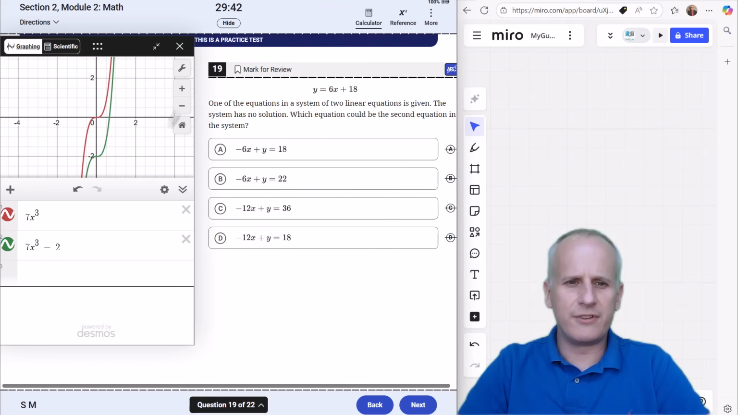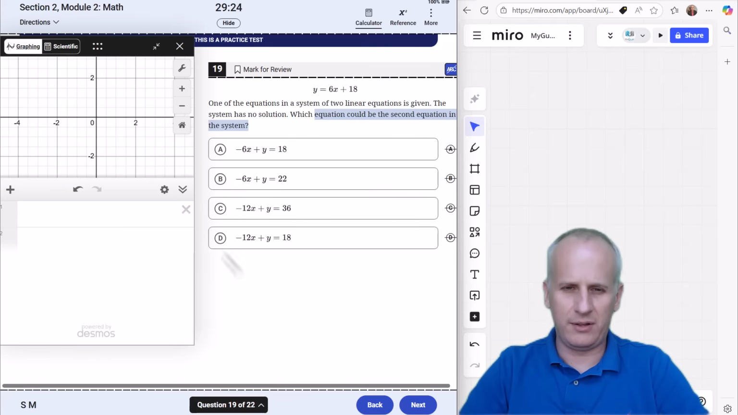And here we've got a question asking for which equation could be the second equation in the system, and we're told that one of the answer choices is an equation in a system with 2 linear equations where the system has no solution. So we should recognize that that basically means in the coordinate plane we have parallel lines that never intersect. So if we're thinking about doing this technically, I'd just be looking for something that says y is equal to 6x plus something else.